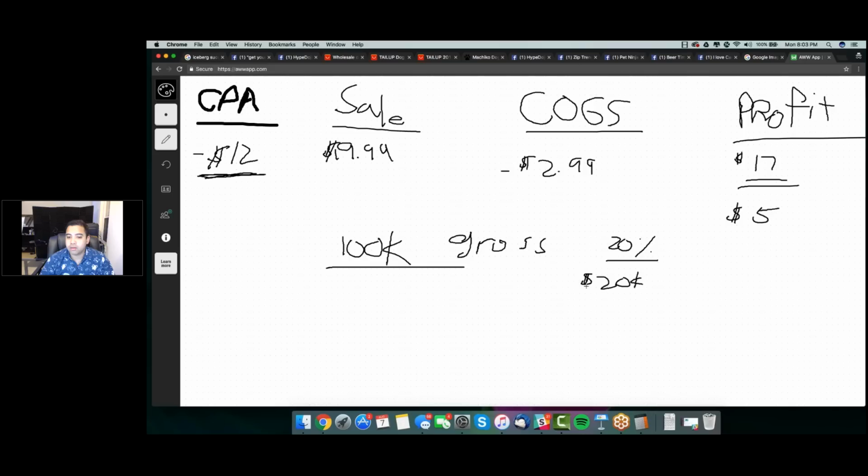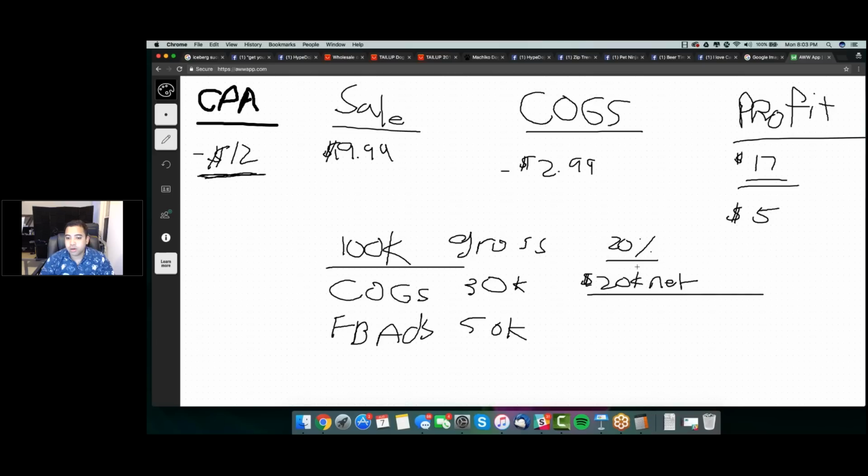That's your net profit, because you have to take into consideration your COGS, cost of goods sold, and then your Facebook ads. Now let's say your Facebook ads are about 50K, and your cost of goods sold is about 30K. And so what's left is $20,000 in your bank account. This is how much you can net.